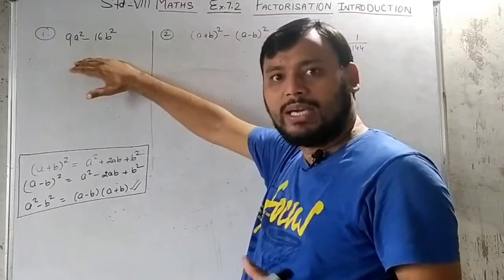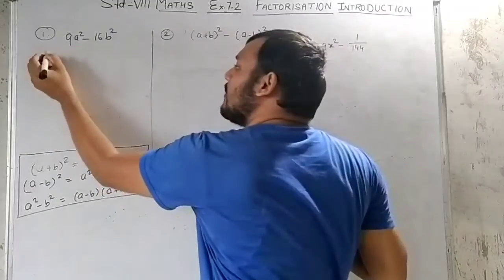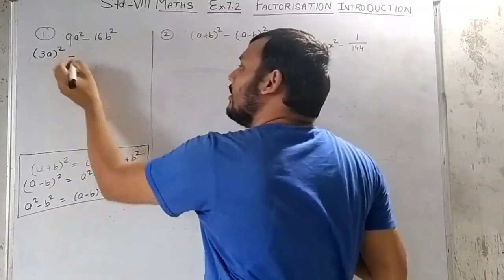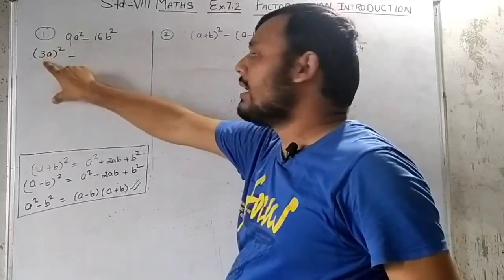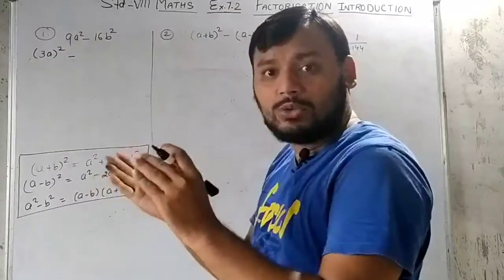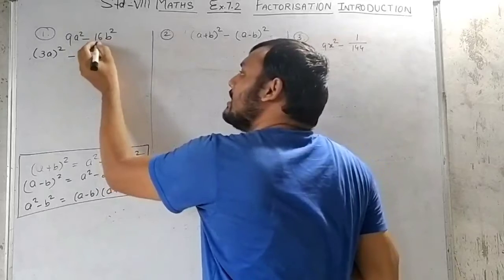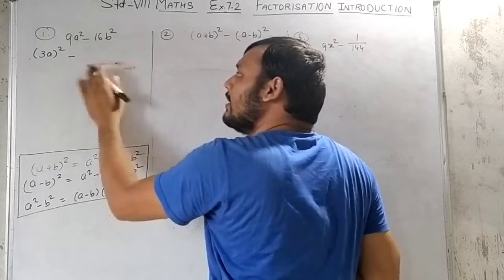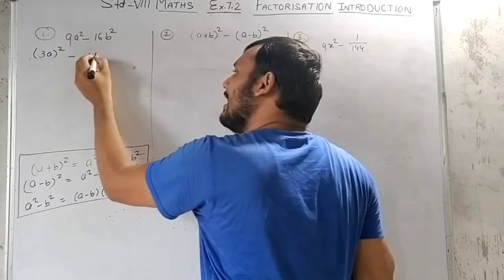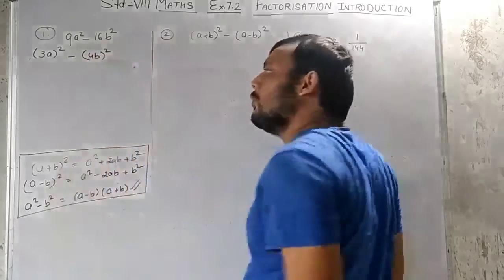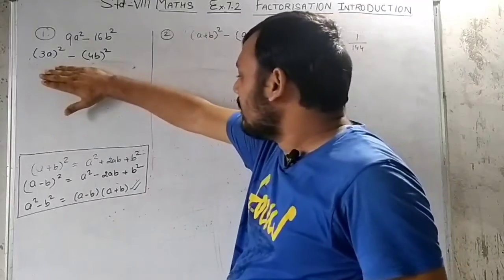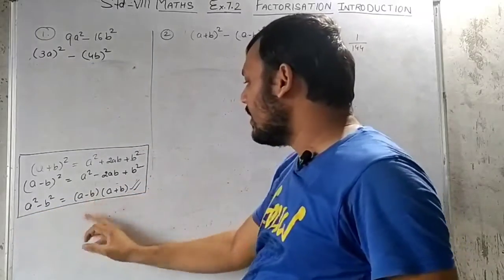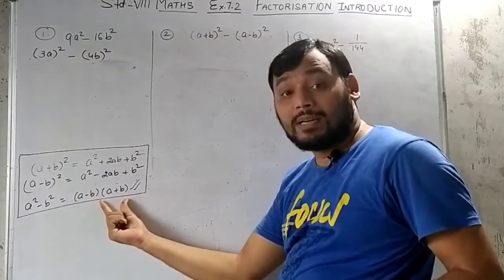It is not visible right now, but we can change it, we can make it. How? 9a square you can write as 3a whole square. 9 you can write as 3 into 3, that will be 9. And 16 you can write as 4 into 4, that is 4 square. So this 16b square we can write as 4b whole square. So this one is the same as a square minus b square, which is equal to a minus b and a plus b.